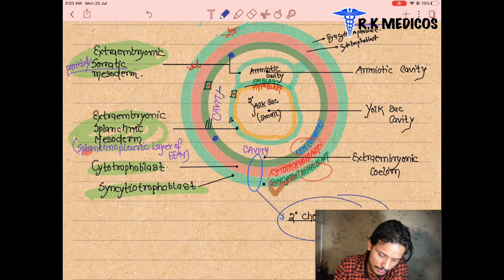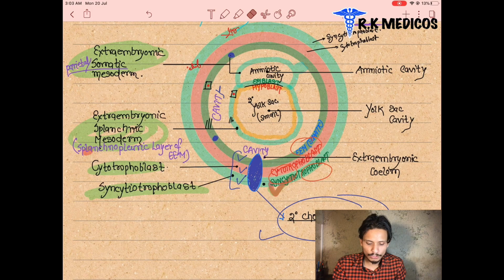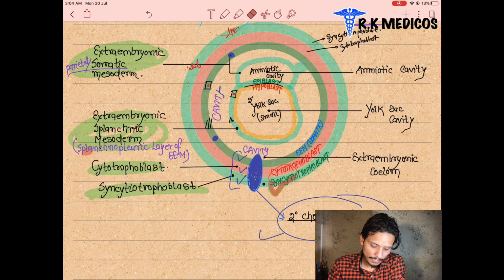You can see now this whole structure is representing the secondary chorionic villi, and in this structure, these three are adding together and forming the secondary chorionic villi. So it means cytotrophoblast, syncytiotrophoblast, and the extra embryonic mesoderm. Which part of extra embryonic mesoderm? That is the somatic or parietal part. So hope it will be clear for now.